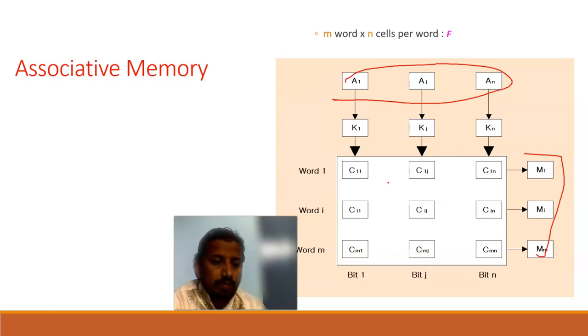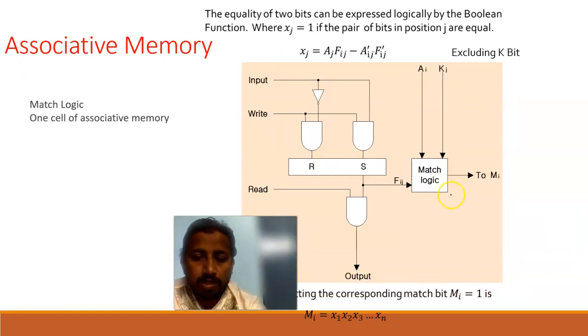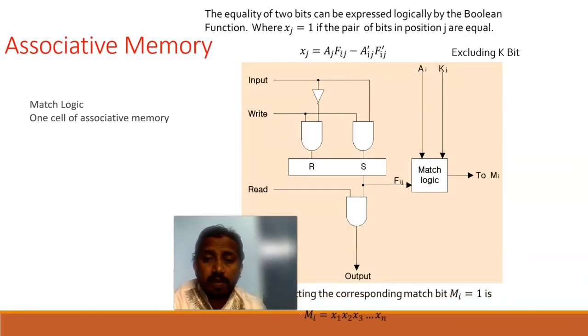And last over here, the match logic has been shown. So what do you get over here? If you take one cell, how the cell would be processed, we are seeing over here. Each cell would have something similar to RS flip-flops. So here you would have one match logic. This is your match logic. Match logic would be equal to F of ij.